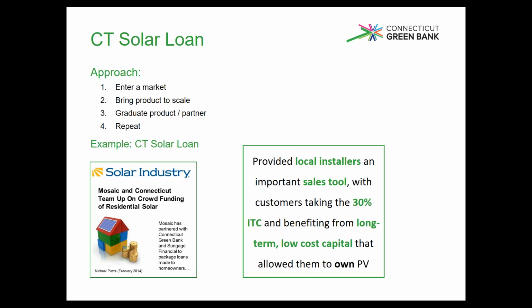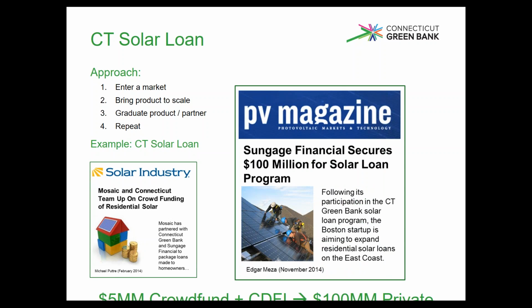And then, as we call it with SunGage, graduate that product or that partner. And really, the success of the SunGage model, which we've seen now with other partners in the solar loan world, Mosaic, Sunlight Financial, Dividend, others, they went out and partnered with Digital Federal Credit Union, a Massachusetts-based but national credit union, to go from our little $5 million seed fund to a $100 million fully private program.